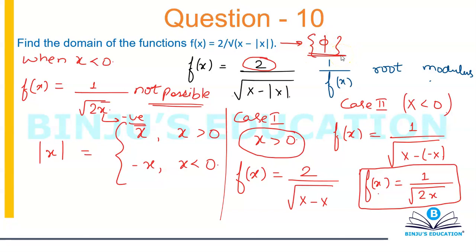You cannot input any value of x. From negative infinity to positive infinity, you can't even input 0 because when you do input 0, it will again come out to be 2 over root of 0, that is 2 over 0, which is again not defined. So the domain for this function is simply phi, which is there are no possible values, there are no real values which you can provide as an input.